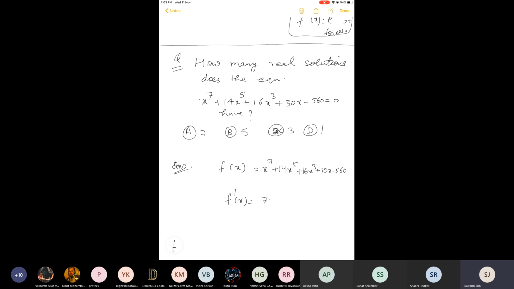So I am finding f dash x. It is 7x to the power 6 plus 70x to the power 4 plus 48x square plus 30. Just after writing this particular step, I can get the answer. Immediately after finding f dash x, I will be able to give the answer of this question. Can anyone explain the answer with reason? Why, just from f dash x, am I able to give the answer? What do you think?